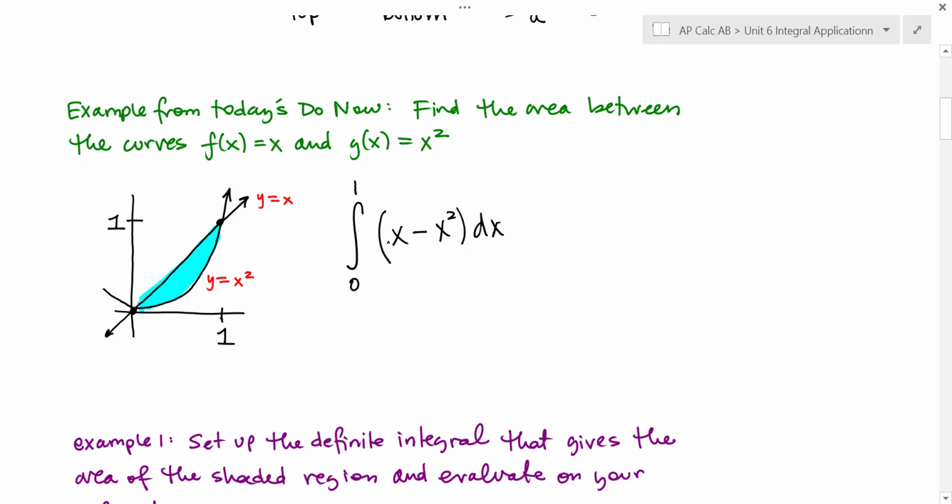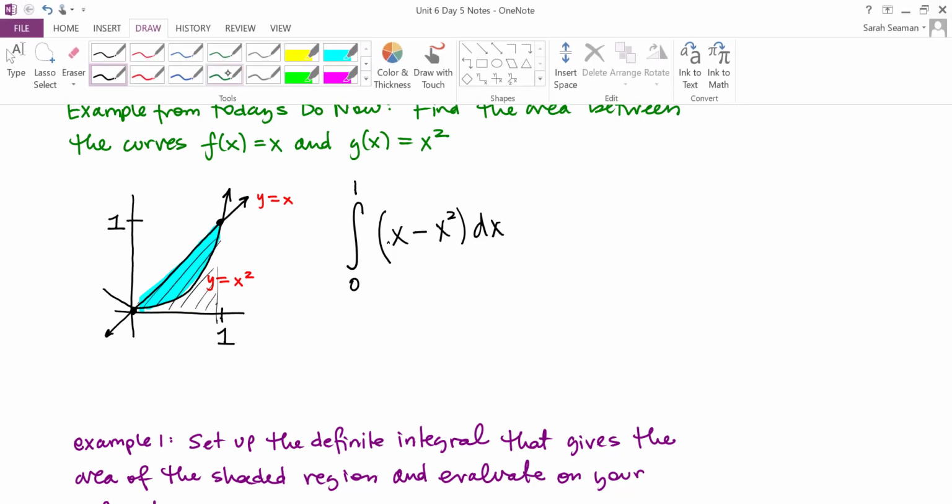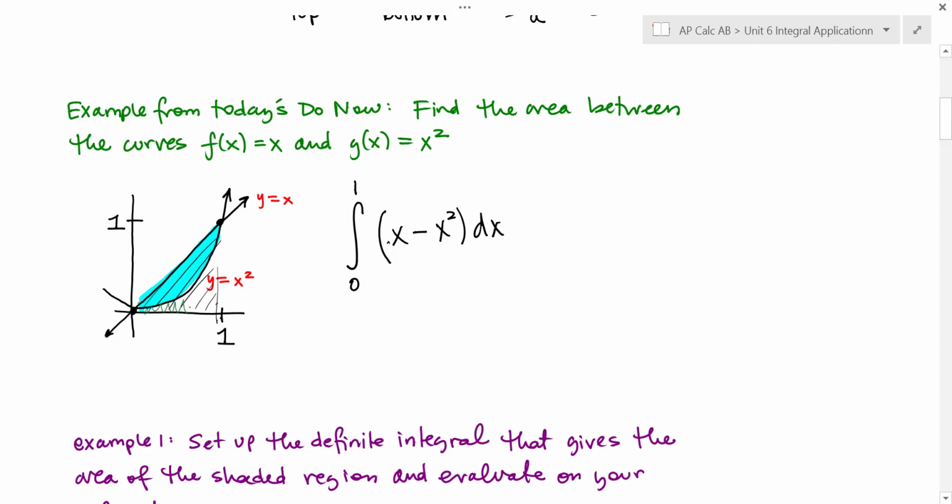Now let's talk about the reason we're doing this really quick. All we're saying is that if I found the area under the curve from 0 to 1 for x, it would give me this entire triangle. And then if I found the area under the curve of x squared, it would give me this guy right here. So when I subtract those two out, I get that little composite figure. So now that we've gone over that, let's go back to what we're doing. So I'm going to integrate x minus x squared.